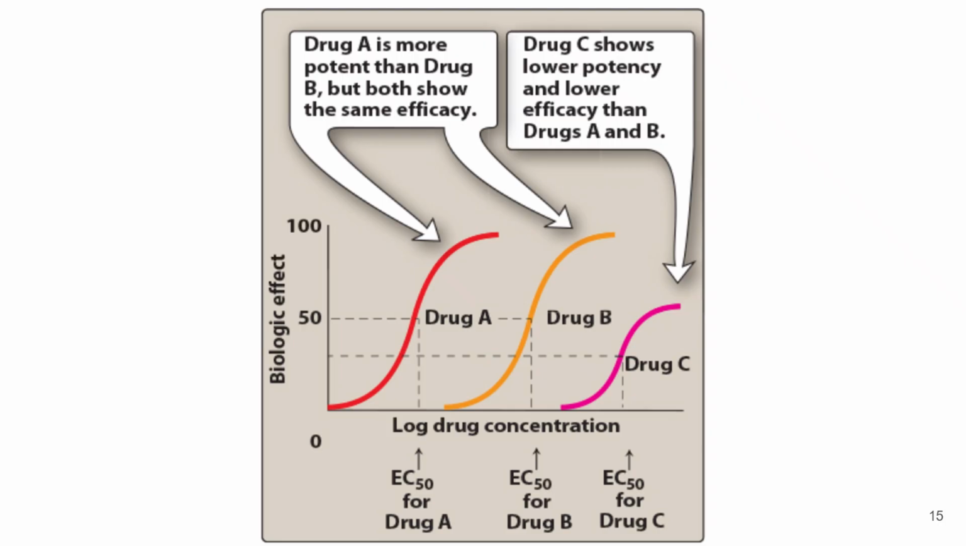Okay, and then here we can see that drug A is more potent than drug B because it is further left, but they both have the same efficacy. And then we see that drug C shows lower potency because it is further to the right and lower efficacy than drug A and drug B. And also, if you look at this slide and listen to the last slide at the same time, you can get a kind of better idea of all of these visually represented.